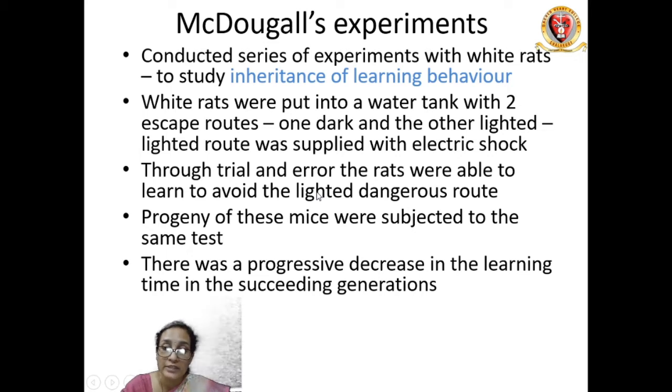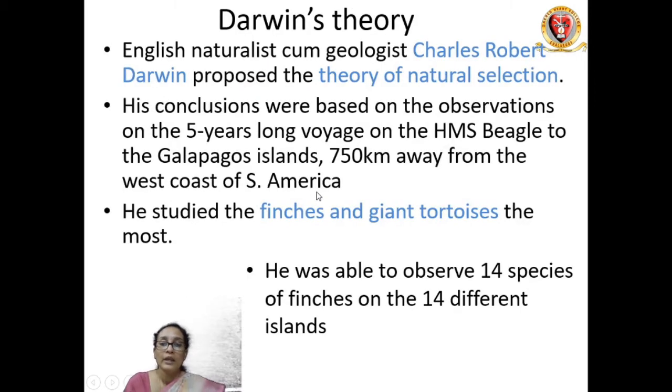Now the progeny of these rats, when subjected to the same test, were found to show a progressive decrease in the learning time. That is, if the parents took 40 seconds to learn that the dark route is the best route, the offspring required only 20 seconds. So according to McDougall, learning behavior seems to be inherited. That is Lamarck's theory.